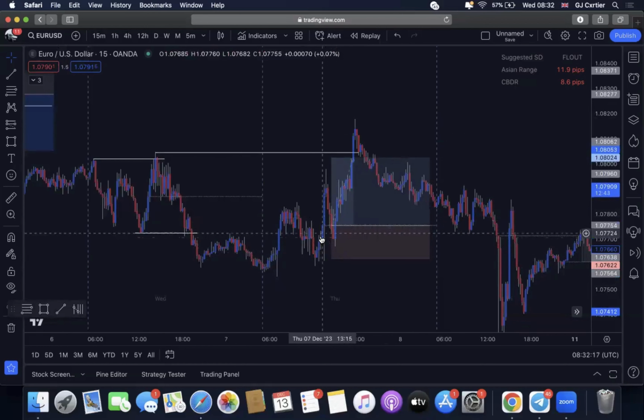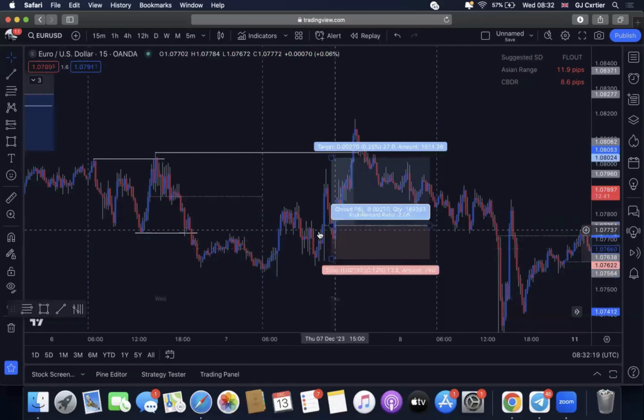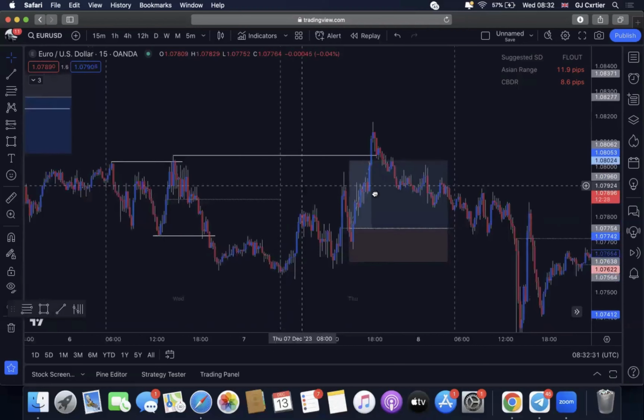We then had an FEG entry, probably a lower time frame 5-minute order block within here. And that was our entry for the 2R. Again, you can hold some partials on your positions on this strategy, but I personally like just getting out at 2R and just calling it a day once we've hit that.